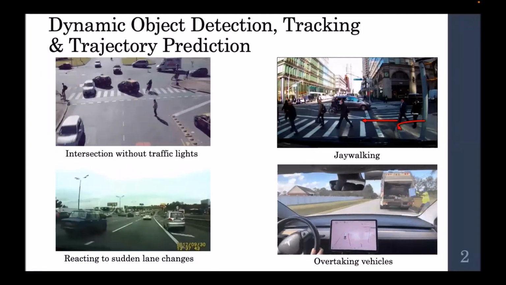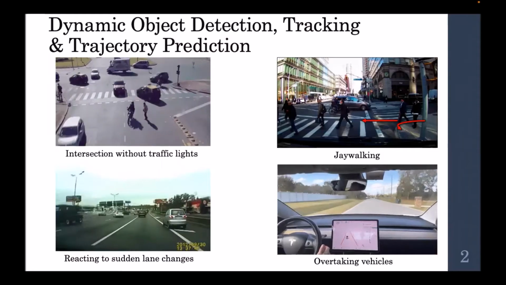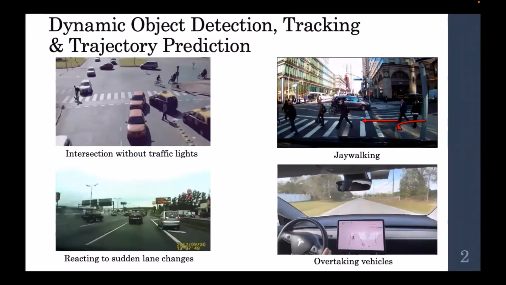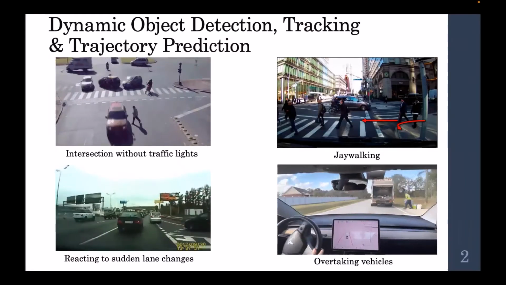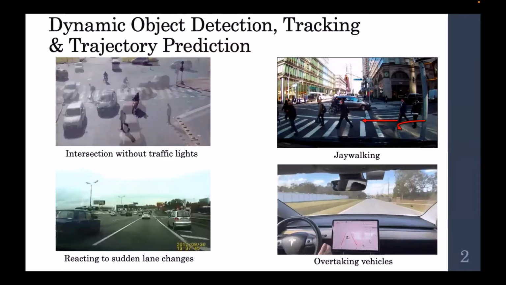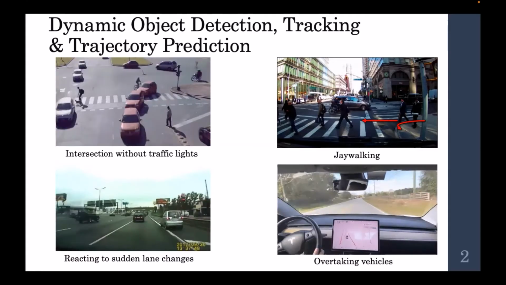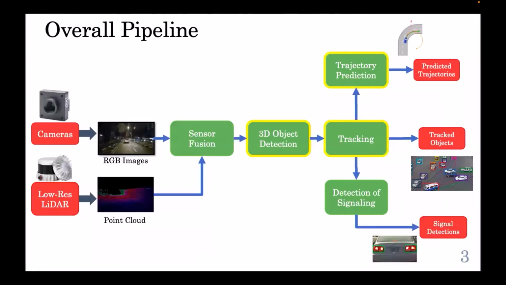For a self-driving car, dynamic object detection and trajectory prediction is very crucial since in countries like Sri Lanka, incidents like jaywalking and sudden lane changes are abundant. We intended to detect and track several classes of objects such as vehicles, pedestrians, and cyclists. In our project, we take inputs through a camera and a low-resolution LiDAR.